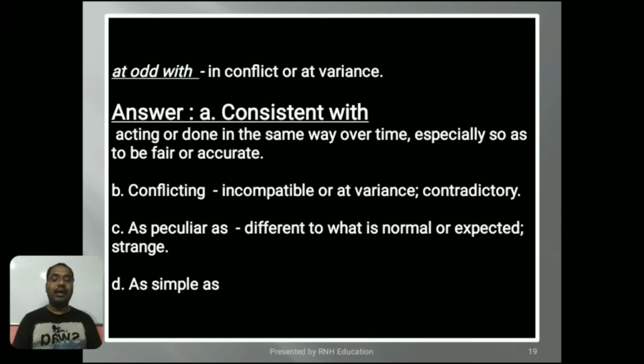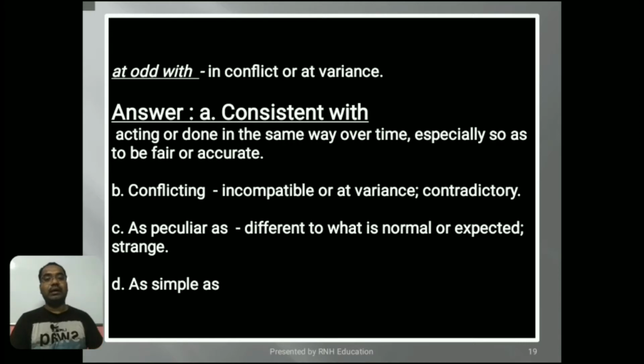At odds with means in conflict or at variance. Okay, so the right opposite word should be A, consistent with. That means acting or done in the same way over time, especially so as to be fair or accurate. And the other three options were B was conflicting, that means incompatible or at variance, that is contradictory. And option C was as peculiar as, that means different to what is normal or expected, that is strange. And D was as simple as. Okay, so the right answer is consistent with.